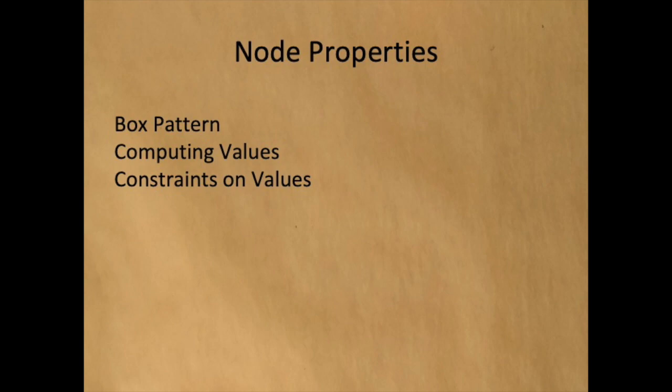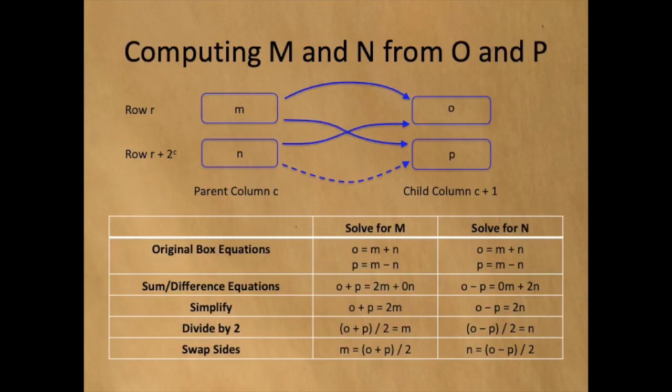We're going to go back to the box pattern. We're going to compute values in various directions, and we're going to discuss the constraints of those values. The box pattern is shown in the diagram at the top. The parent nodes are M and N. The child nodes are O and P. The Hadamard transform is defined by taking the values for M and N and computing the values for O and P. However, it turns out we can compute those values in the other direction.